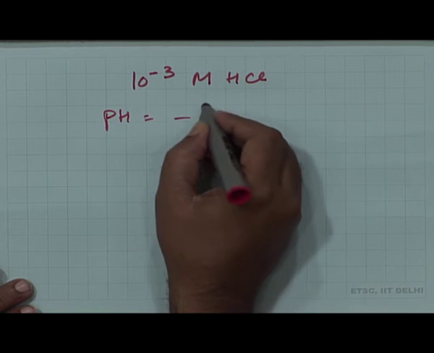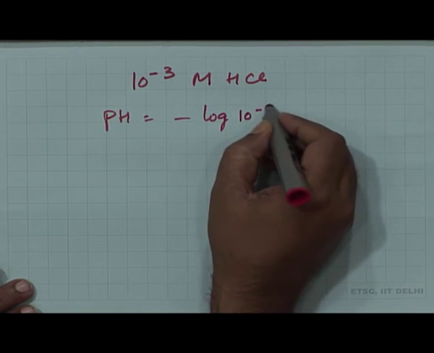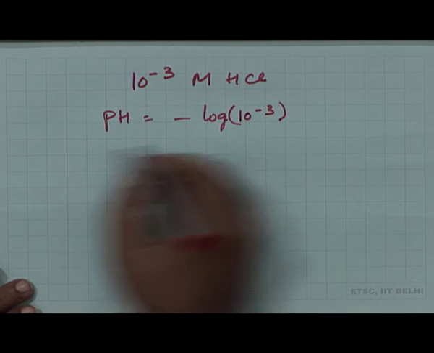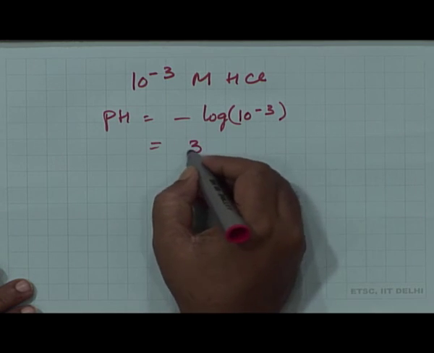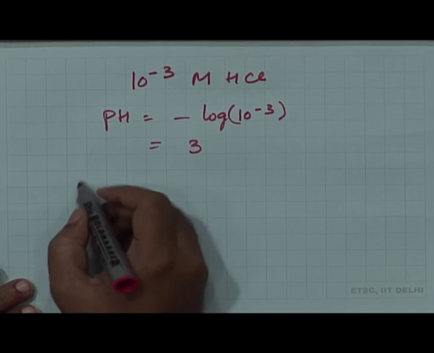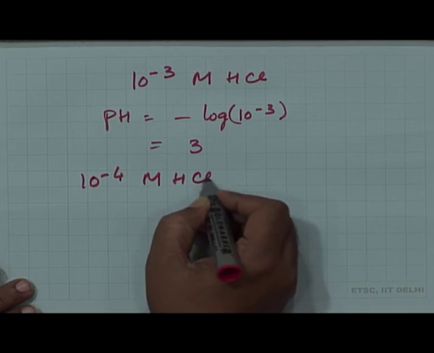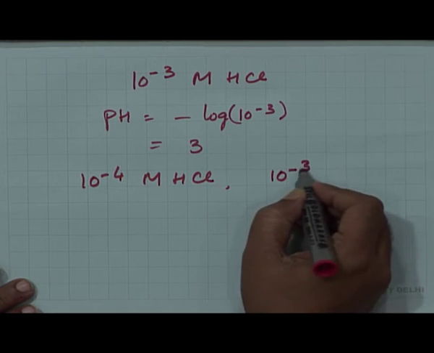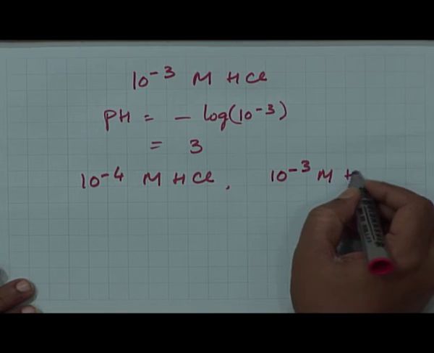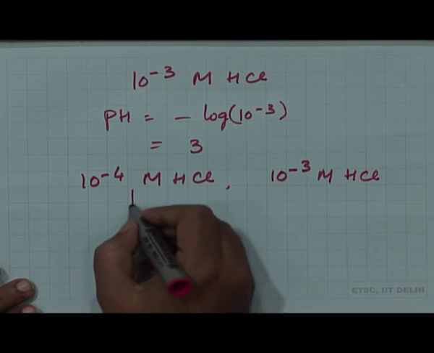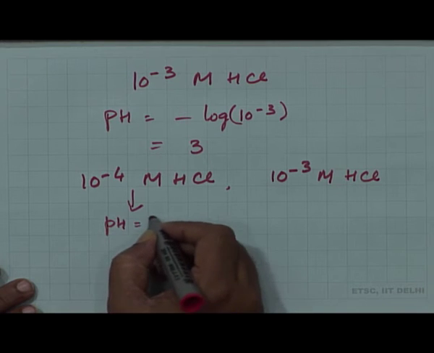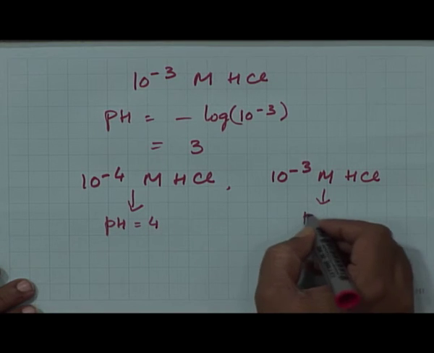So, suppose we have another solution, 10 to the power minus 3 molar HCl. In this case your pH will be simply minus log 10 to the power minus 3, and so this is pH 3. So, now you can see that if I take 10 to the power minus 4 molar HCl and 10 to the power minus 3 molar HCl, pH will be 4 and pH will be 3.